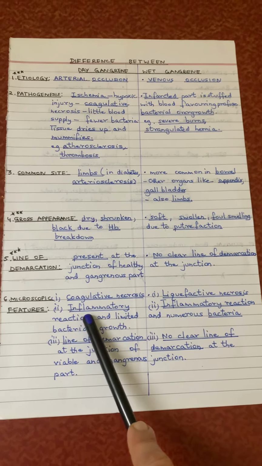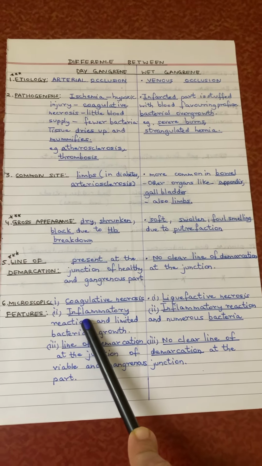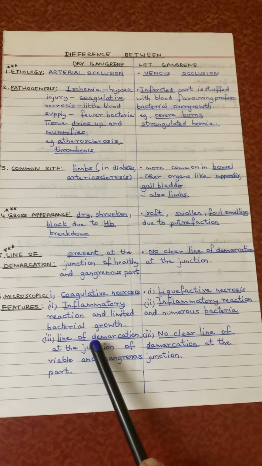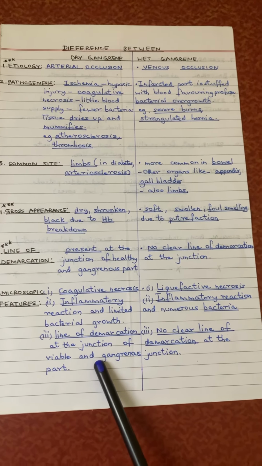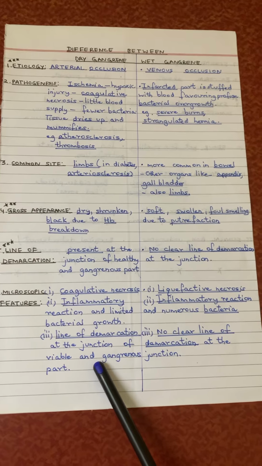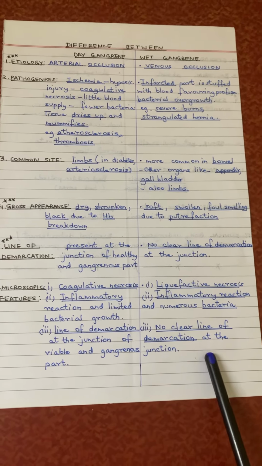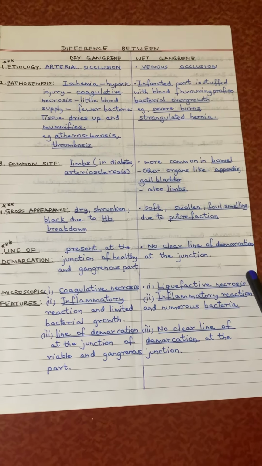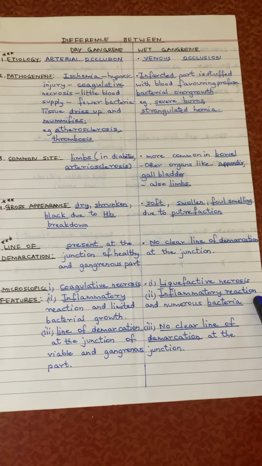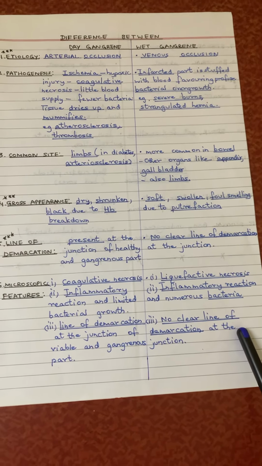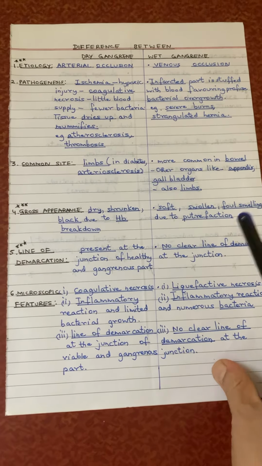Now, microscopically, we can see coagulative necrosis, inflammatory reaction with limited bacterial growth, and line of demarcation at the junction of viable and gangrenous part in case of dry gangrene, whereas microscopically in wet gangrene we can see liquefactive necrosis, inflammatory reaction with numerous bacteria, and no clear line of demarcation at the junction.